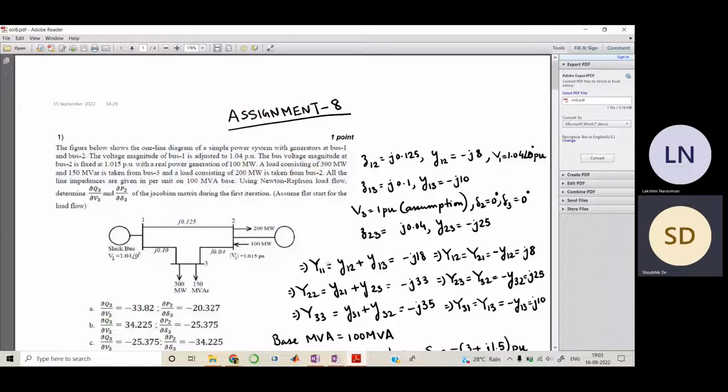If you remember, in the previous week we had only one problem on Newton-Raphson. This week, at least 4 to 5 problems we will be seeing on Newton-Raphson, and only 1 or 2 problems probably on decoupled load flow. So let's start.